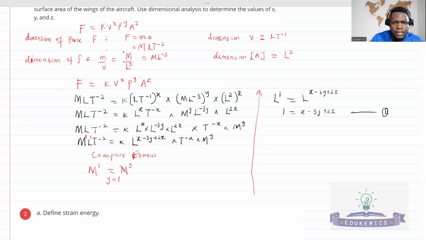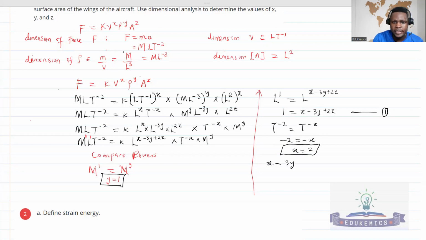So let's compare the power of t. t to the power of minus 2 equals t to the power of minus x. So I have minus 2 equals minus x. So this implies that x equals 2. Let's take note: y equals 1 and x equals 2. So we're going to make that substitution into this equation.